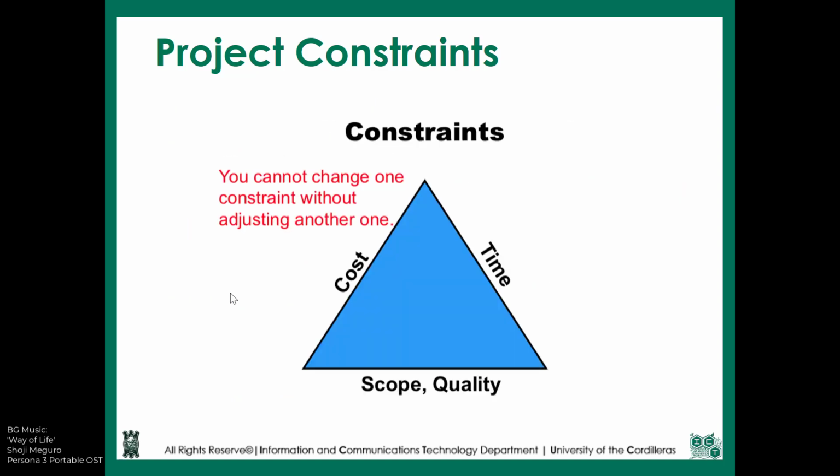So for example, you can see here we have a triangle. So what would happen here is that if you choose two, then the tendency is that you would have to sacrifice one. So scope and quality, this is really interesting, because they tend to go hand in hand together. So how you define your scope will also define the quality. That's not always exclusive. However, based on observation or experience, it's usually how it works.